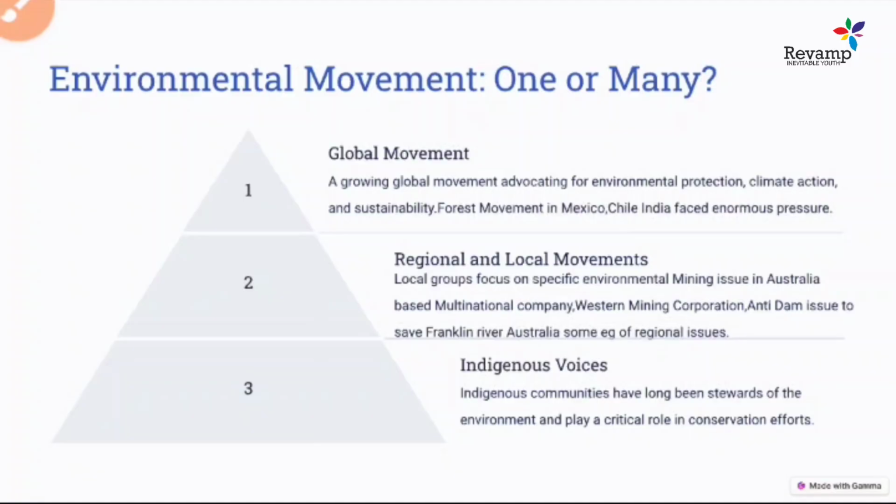Like in Australia, because Australia is a very important resource for metal and mining. So the mining issue was also there, because India is one of the top exporters of some of the important metals. This mining also led to a lot of environmental concern, like with multinational companies such as Western Mining Corporation.